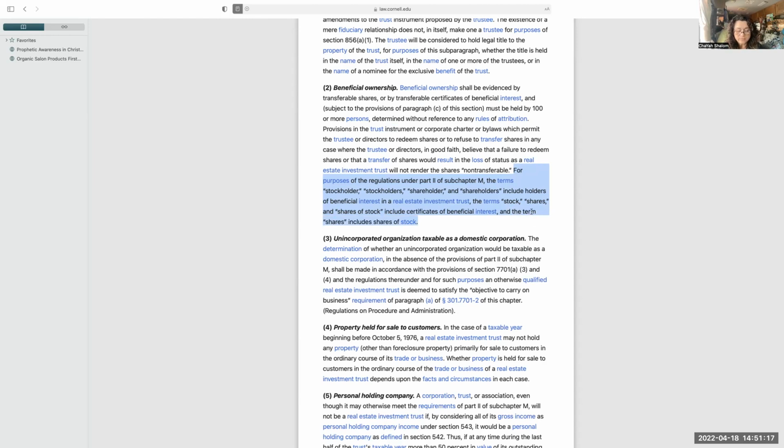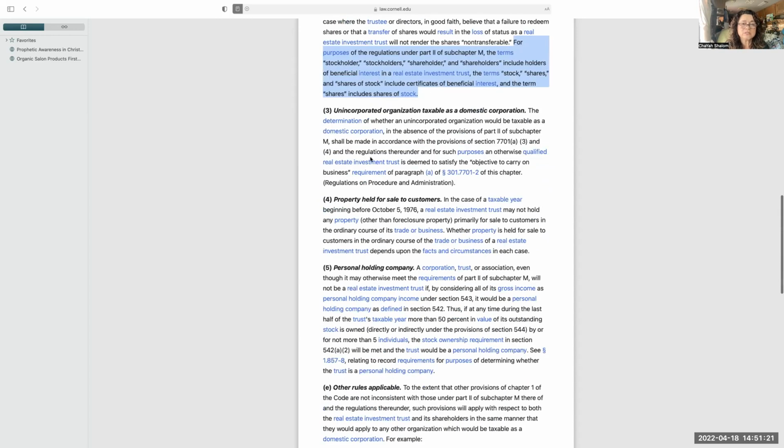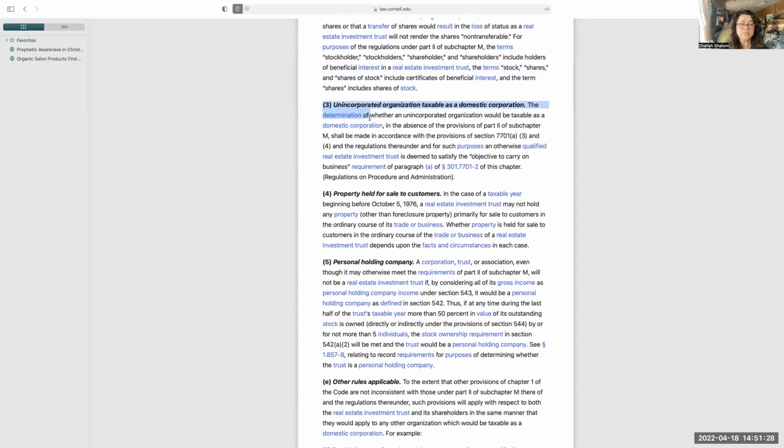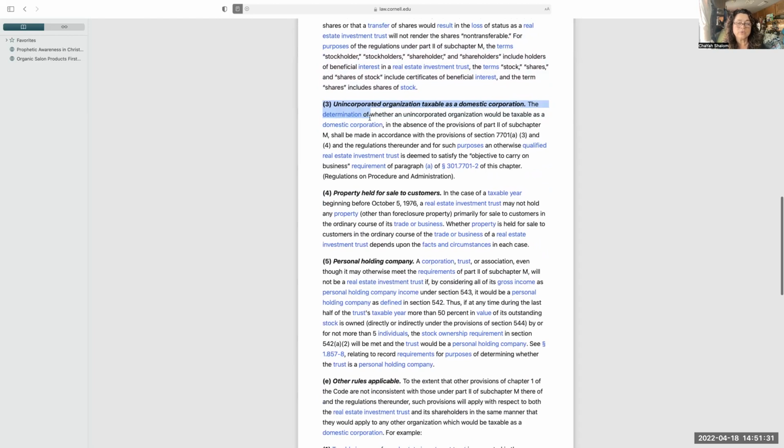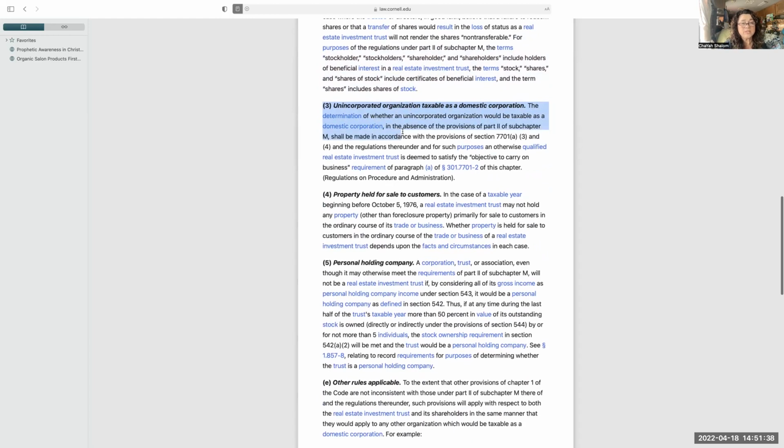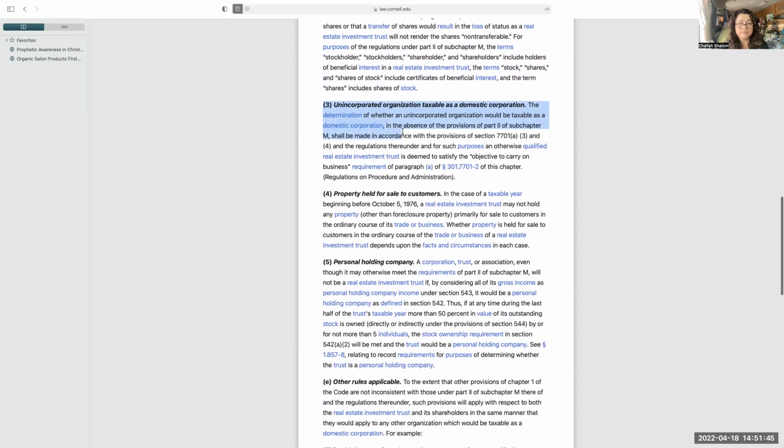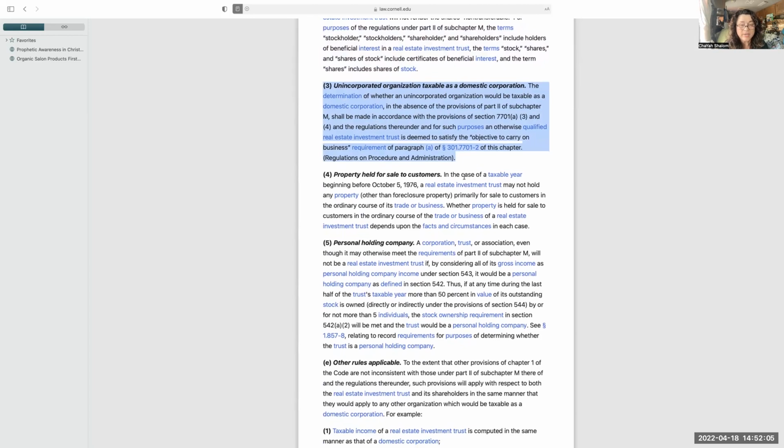3, unincorporated organization taxable as a domestic corporation. The determination of whether an unincorporated organization would be taxable as a domestic corporation in the absence of the provision of Part 2 of Subchapter M shall be made in accordance with the provision of 7701A, 3, and 4, and the regulations thereunder, and for such purposes, an otherwise qualified real estate investment trust is deemed to satisfy the objective to carry on business requirement of paragraph. I'm going to grab this, Shift Command 4.